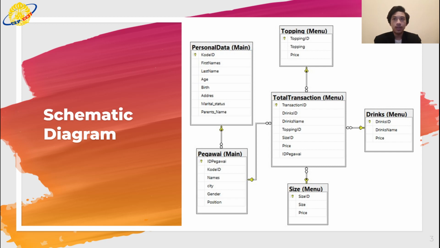This is the table diagram in our project. We use 2 schemas and 6 tables that are interconnected. For schemas, there are main and menu. Then for tables, there are personal data, pegawai, drinks, size, topping, and total transaction.